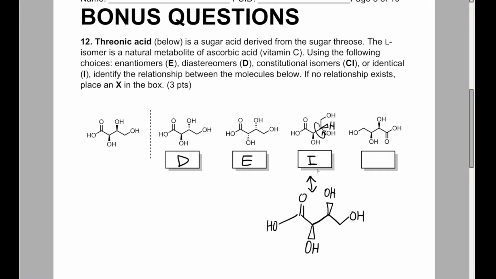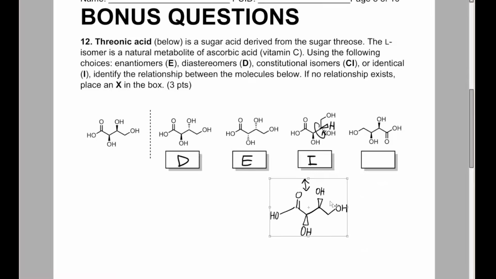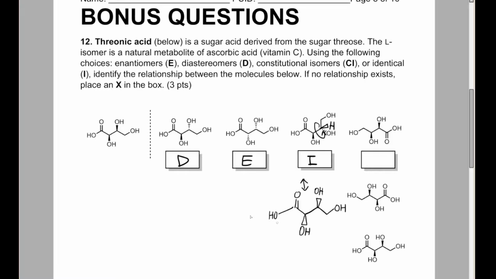And then for the last molecule, it also looks a little bit tricky because at first it looks like a different molecule, but in fact, if you flip it once vertically and once horizontally, you'll see that these two are the same molecule. Everything is placed in the same way, so this would also be identical.